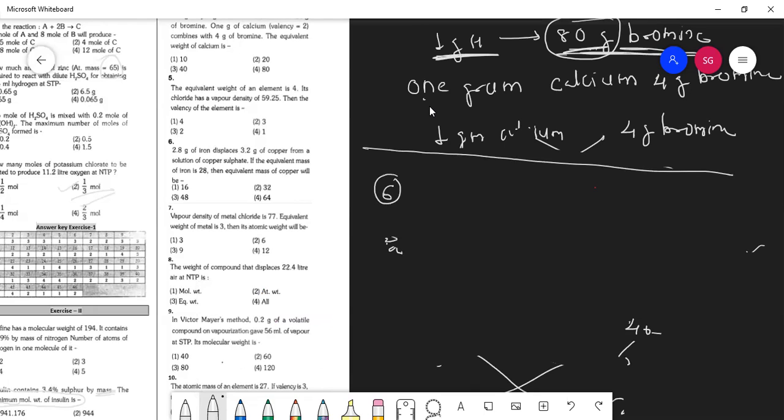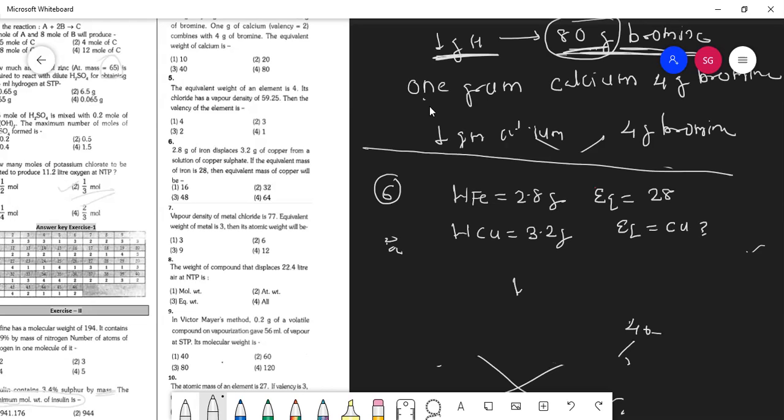Okay, question number 6. What is given? 2.8 gram of iron, means weight of iron is given, 2.8 gram, and weight of copper is also given, 3.2 gram. Equivalent mass of iron is given, 28. You need to find the equivalent mass of copper.